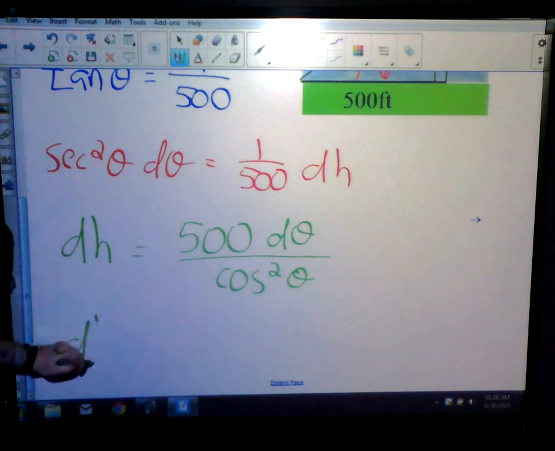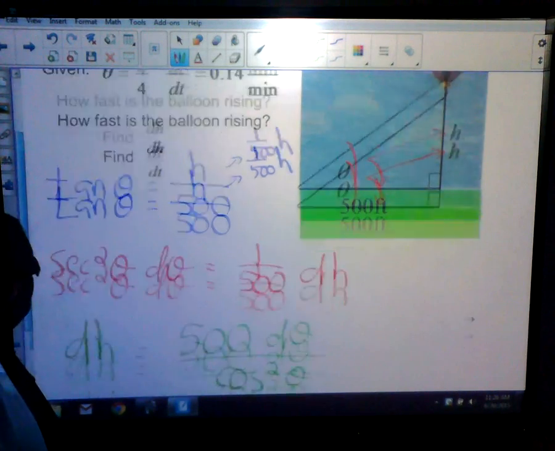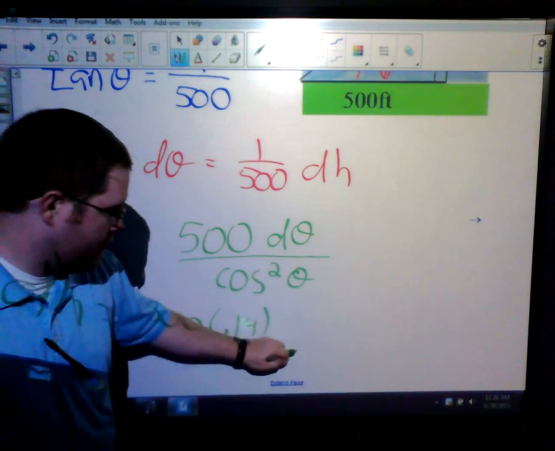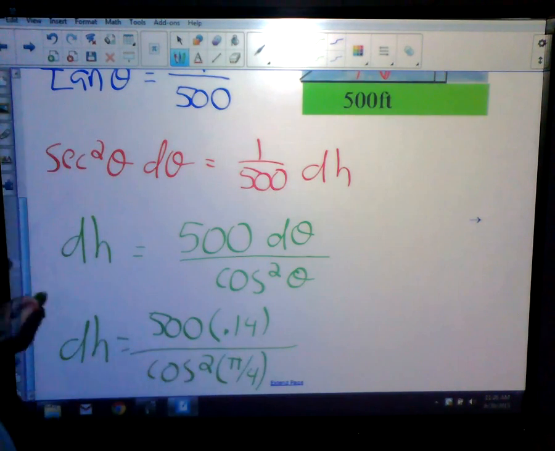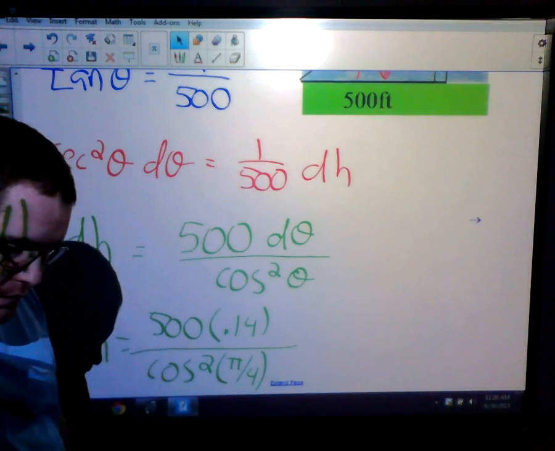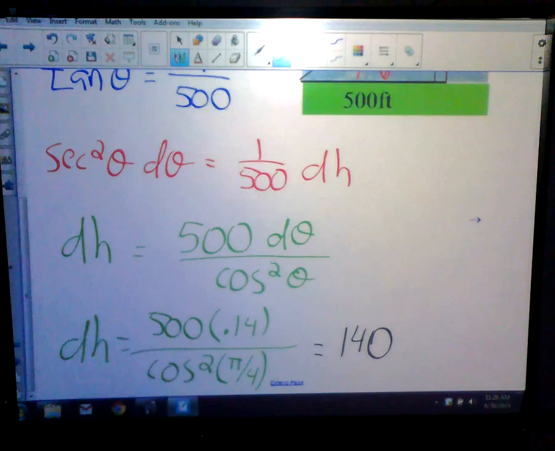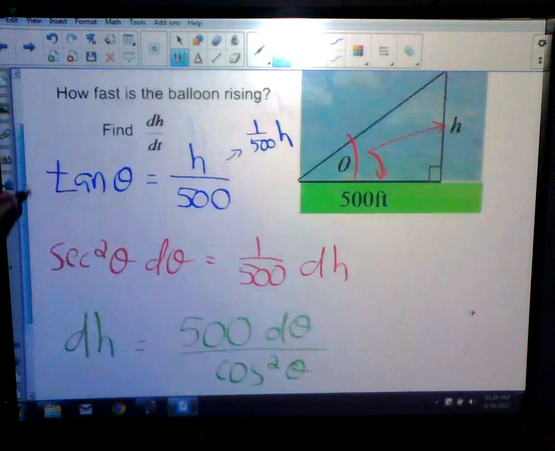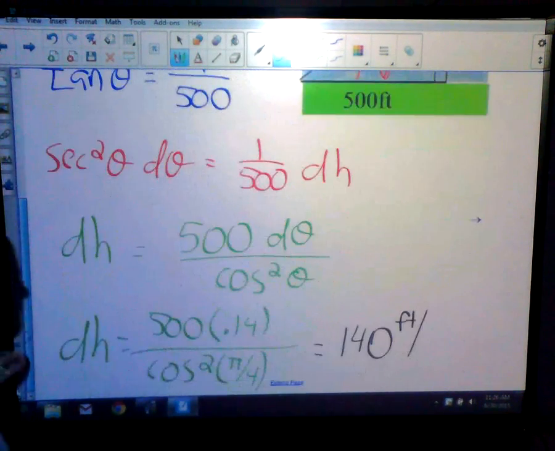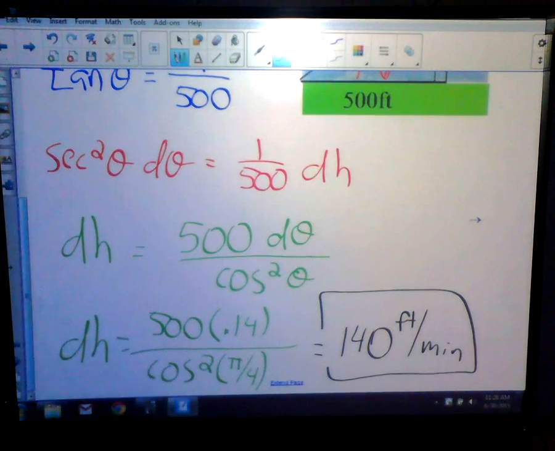Let's plug in everything I know. 500 is 500. D theta was 0.14. Cosine squared of theta was pi over 4, I think. Yep, pi over 4. If you plug all of that into the calculator, you get 140. But I got to use the correct units. 140 feet, because it's the height. And it's d, so it's changing. 140 feet per minute. I did all that in the calculator. I'm assuming you guys can too.